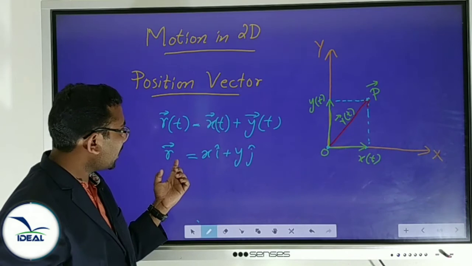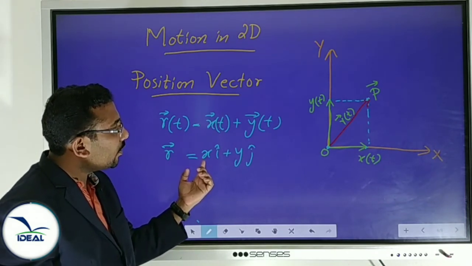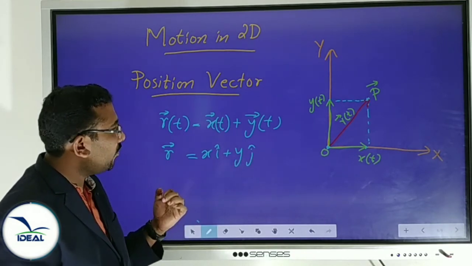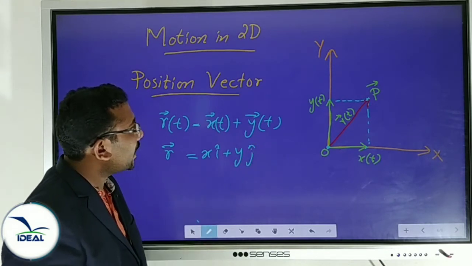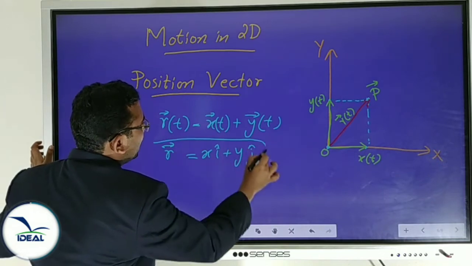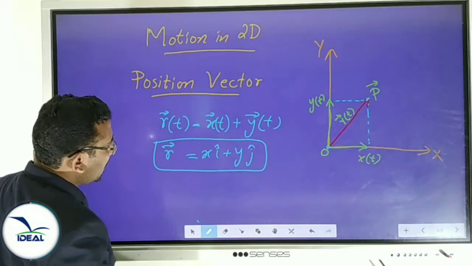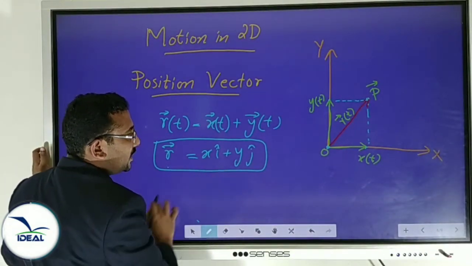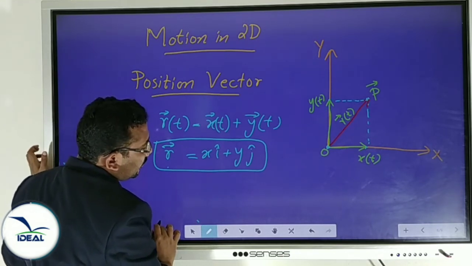R is the position vector, x is the magnitude of the component in the x direction, i cap represents the direction of x, and y is the magnitude of the component in y, and j cap represents the y direction. This is the representation of a position vector: r equal to xi plus yj.